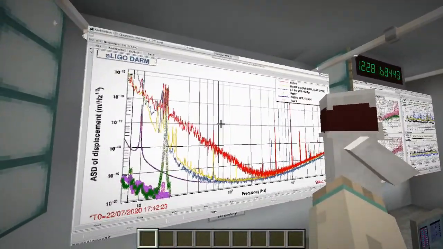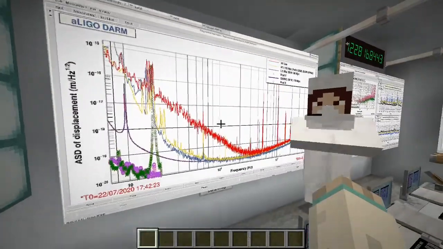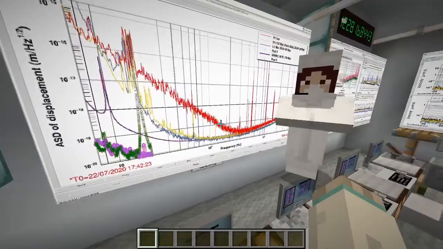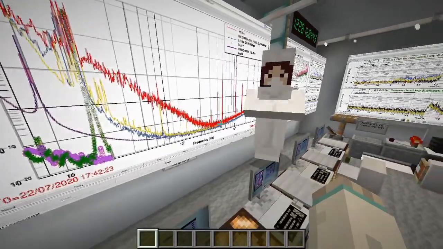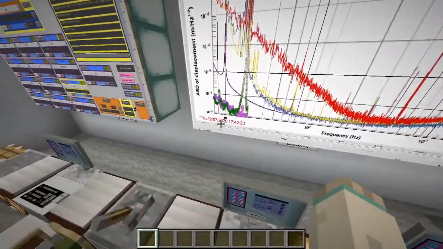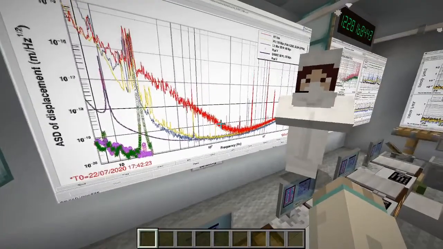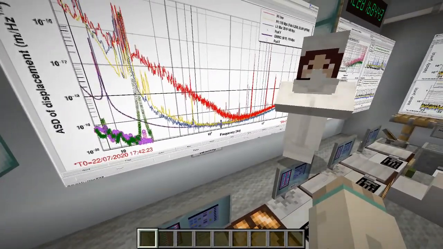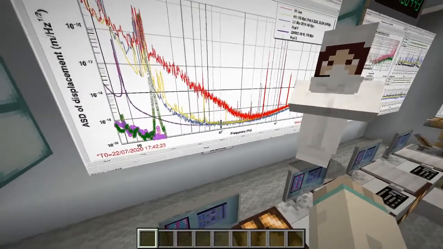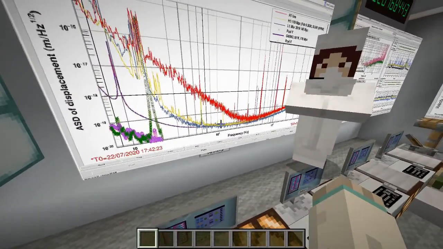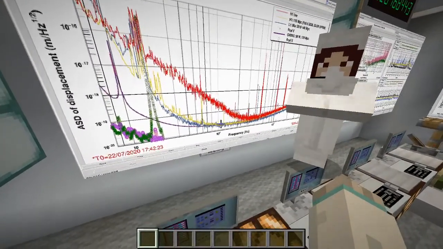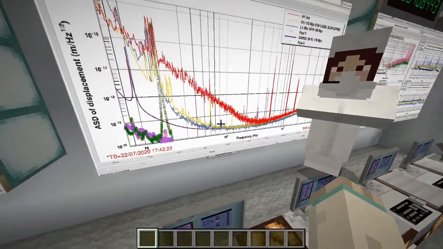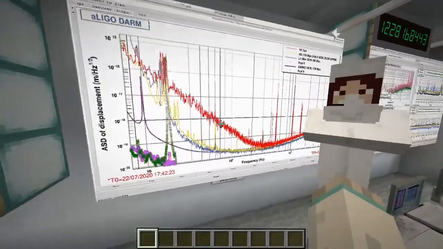This here is a plot of the actual sensitivity of the detector, and so this red line here is what the LIGO Hanford sensitivity was on 22nd of July 2020, so a few weeks ago. So this is currently what it was running at. Yellow and blue here are the best sensitivities that have been achieved, and this is the sensitivity we'll be operating at for listening to gravitational waves. So the lower this curve, the better, effectively.